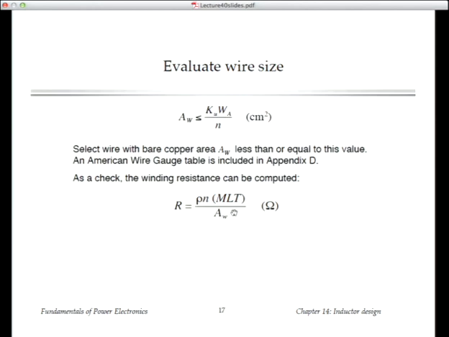Okay, so that's a good stopping point for today. Basic inductor design, but we'll have some homework on the last homework set to go through a design, and you'll get a chance if you take the lab to do this yourself.